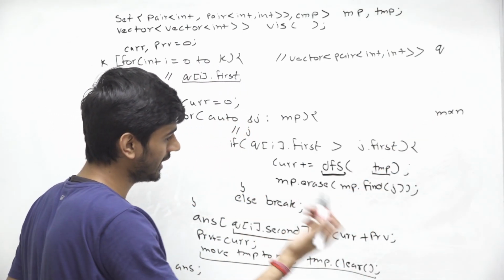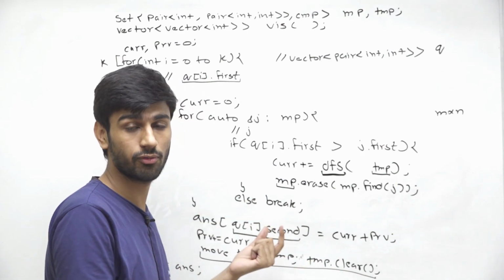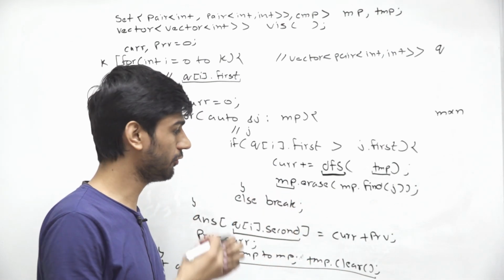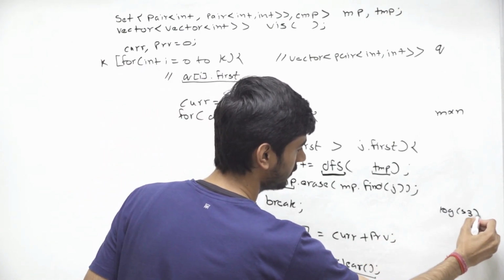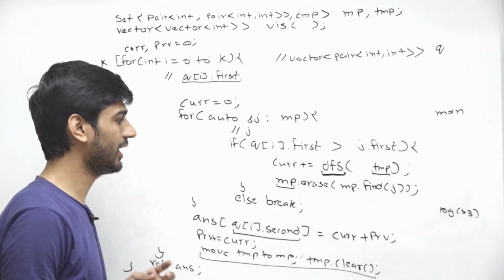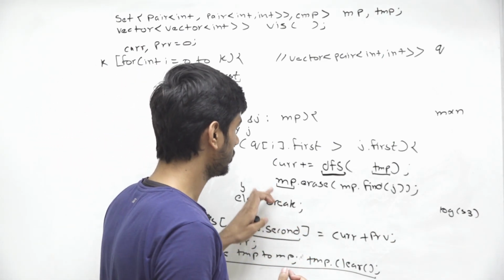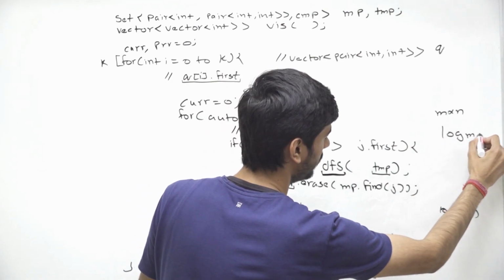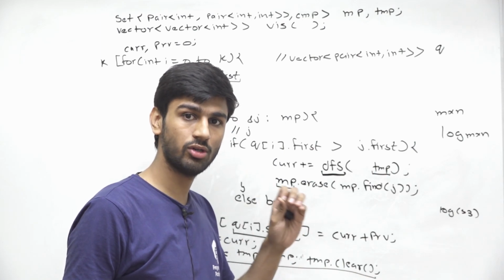Now every element will be pushed inside this map and removed from this map at most once, right? And what is the complexity of insertion and deletion in a map? It is log of the size of that map, right? And just to take an upper bound, we can say that the size of this map will never exceed m into n. So can we say that for every insertion or deletion, the time complexity will be log of m into n, right? And this will be done for every node or cell at most once.